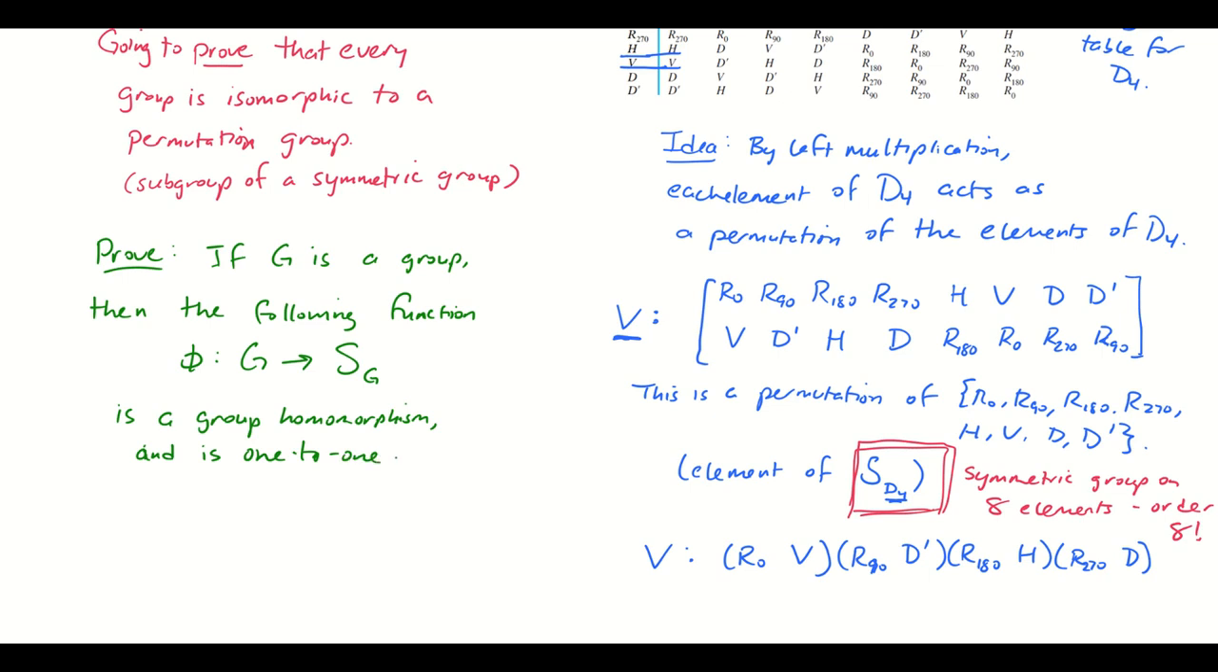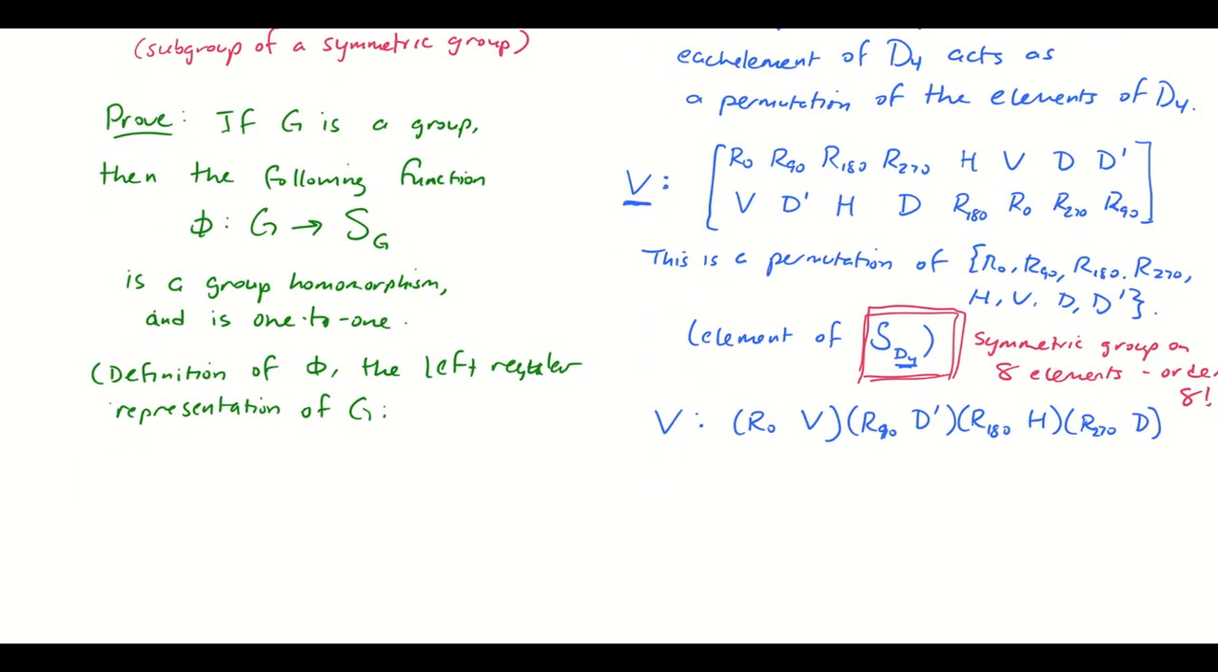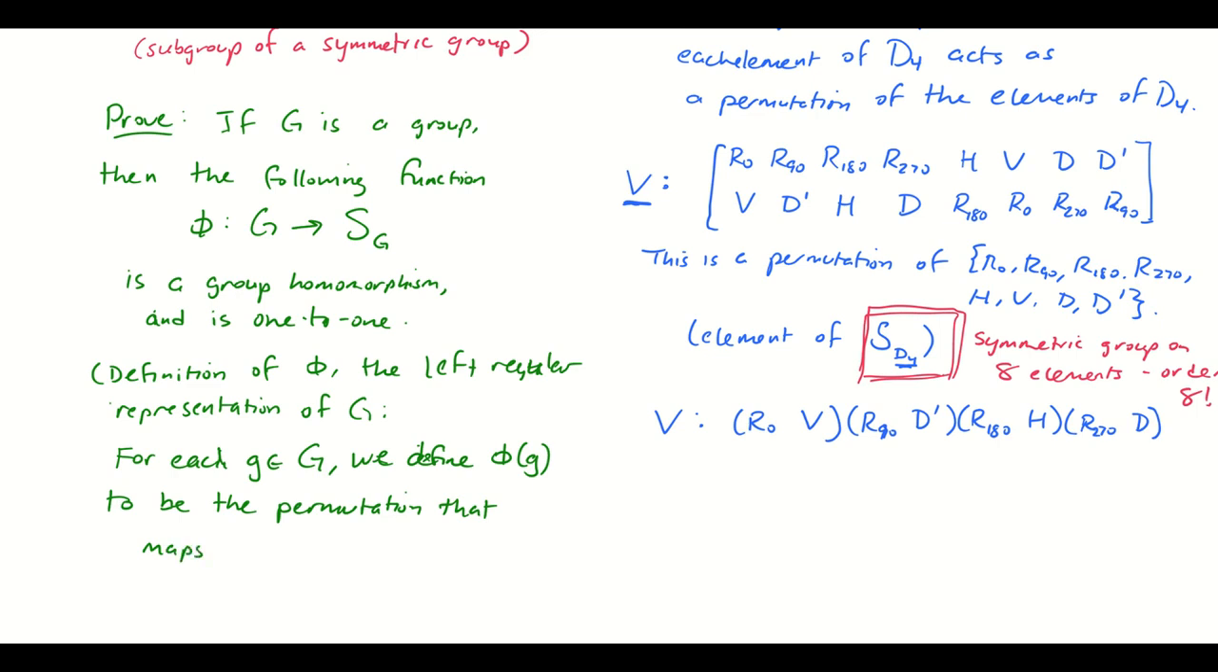Okay, but I need to tell you what phi is. So here's the definition of phi. That is the definition of the left regular representation of G. So the definition is, for each element g belonging to the group G, we define phi of g to be the permutation that maps x to gx for every x in G. That's left multiplication by g.